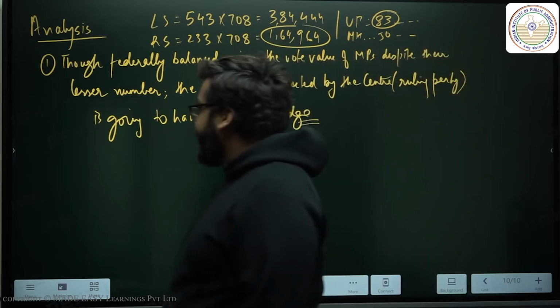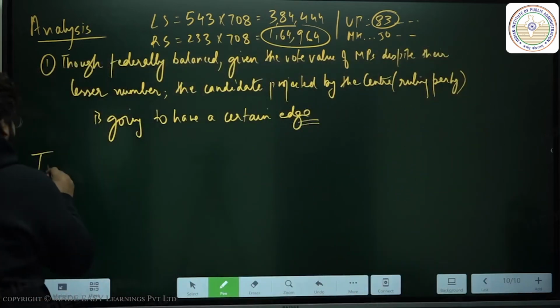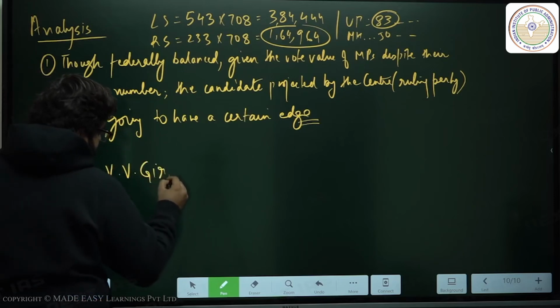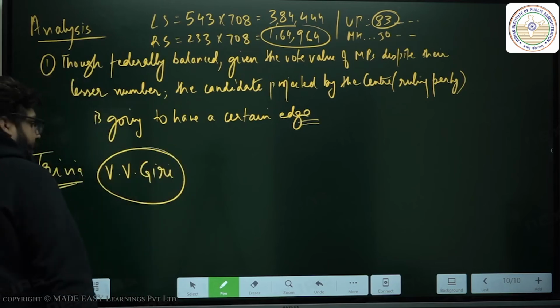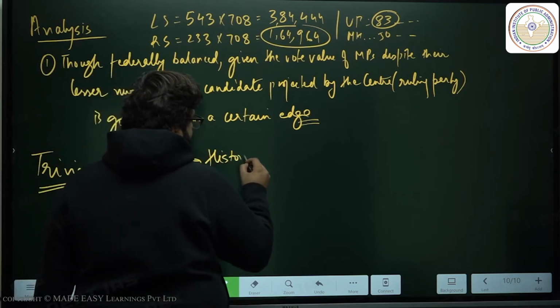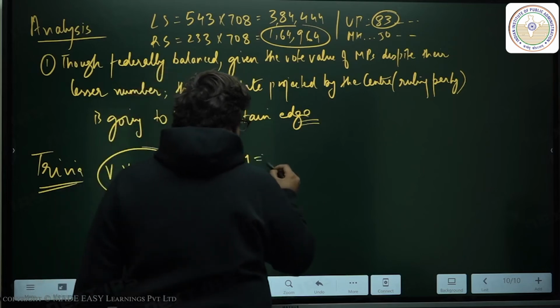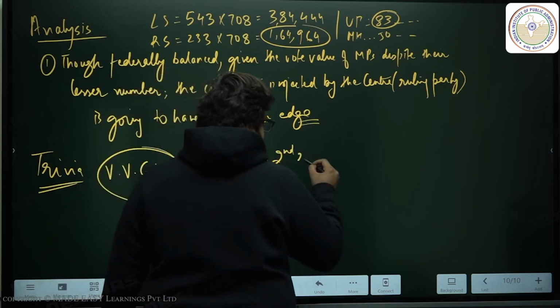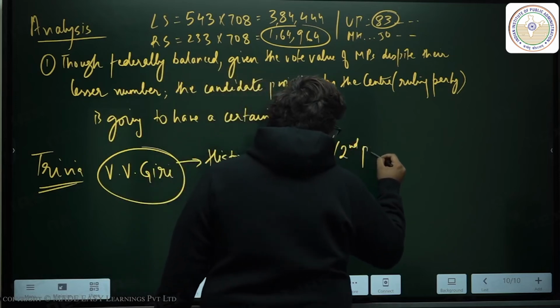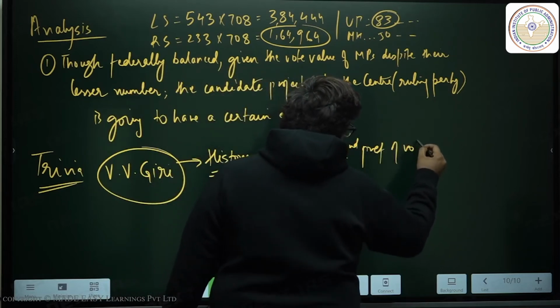And by the way, a small trivia: it was only in the presidential election of V.V. Giri that, for the only time in the history of this country, we had to get to the second round, or the second preference of votes.